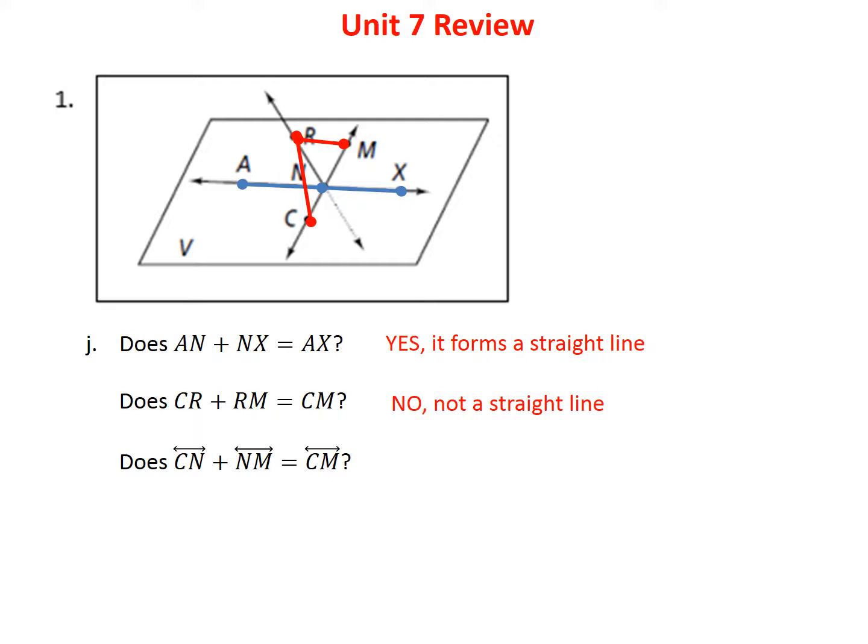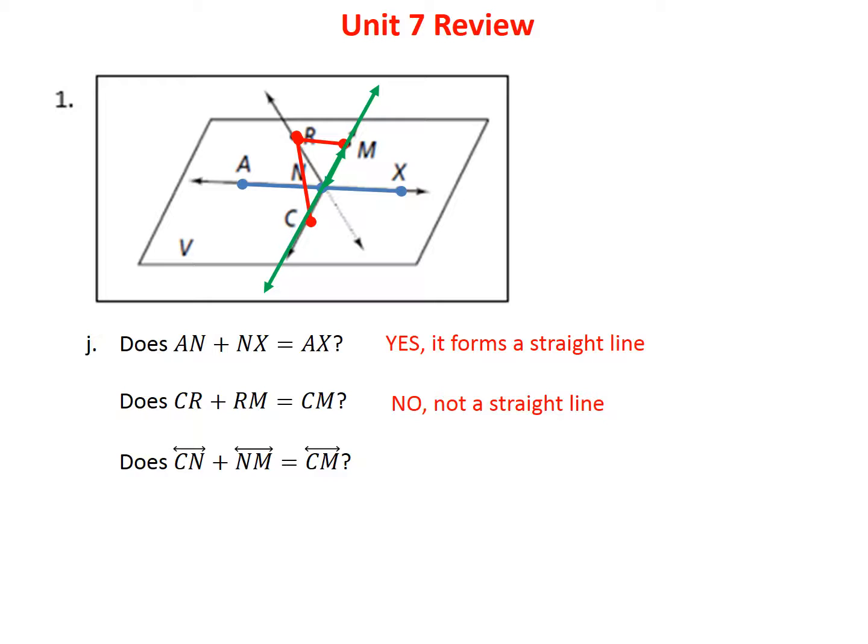It actually asks, does the line CN and the line NM equal the line CM? Well, notice the line CN goes through C and M, but it's a whole line. It goes infinitely in both directions. Likewise, N and M is a line there that goes infinitely in both directions.